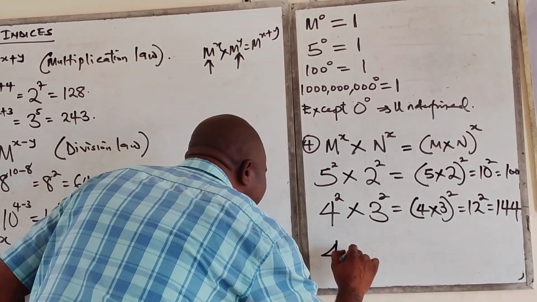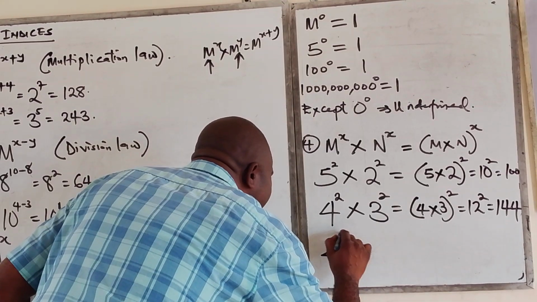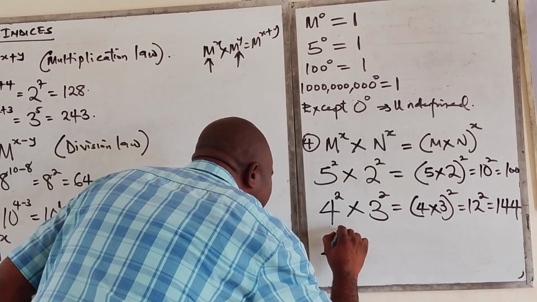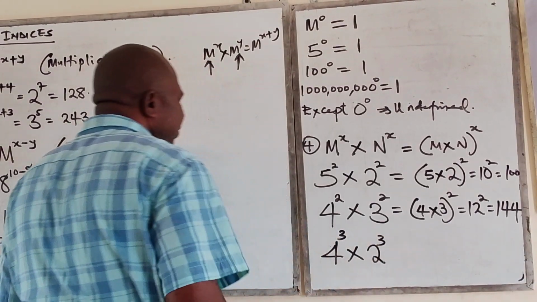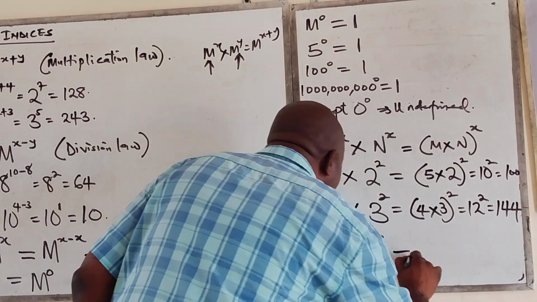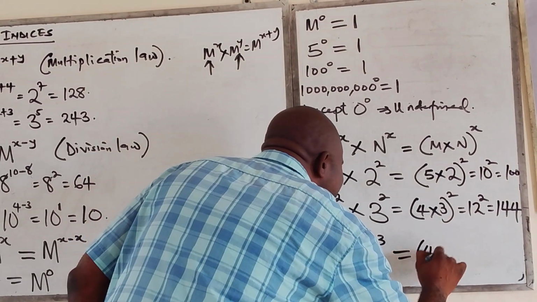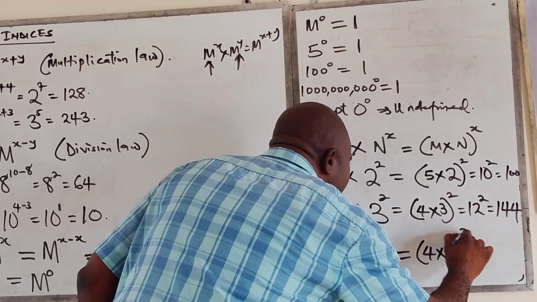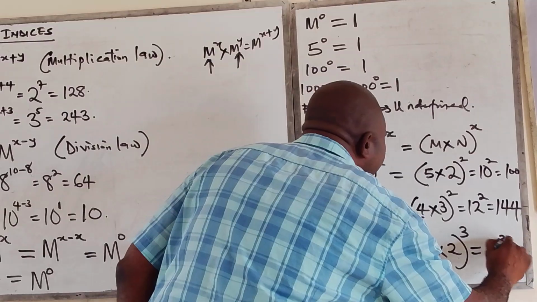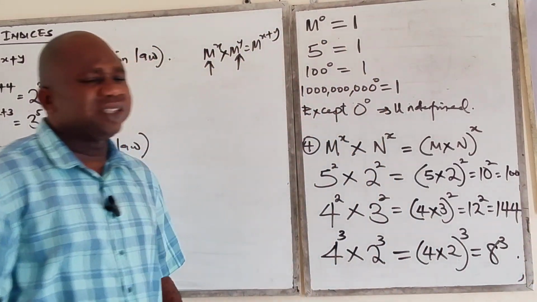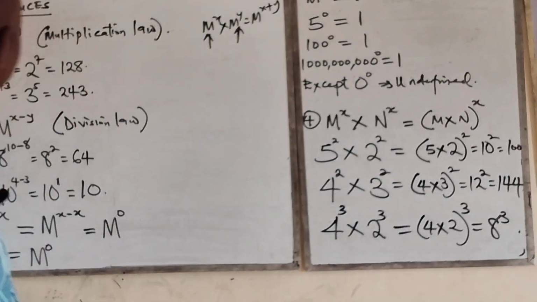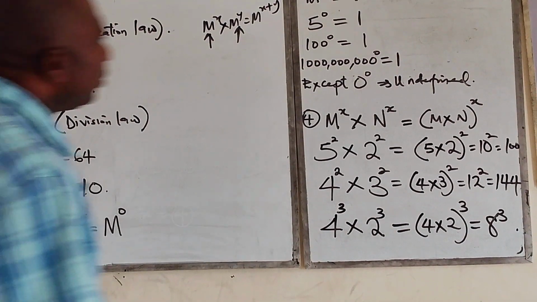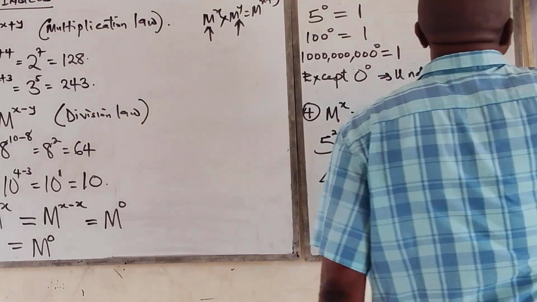Let's look at 4 raised to the power of 3 times 2 raised to the power of 3. Yes, that will give us 4 times 2 all raised to the power of 3. So that will be 8 raised to the power of 3. And of course, we know 8 power 3 is 8 times 8 times 8, 3 places. Now, this is the fourth law. Now, let's move straight to the fifth law.